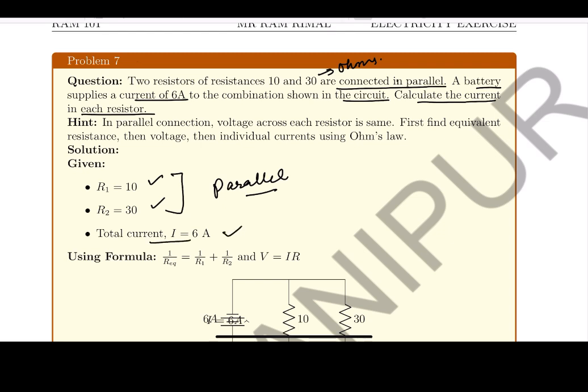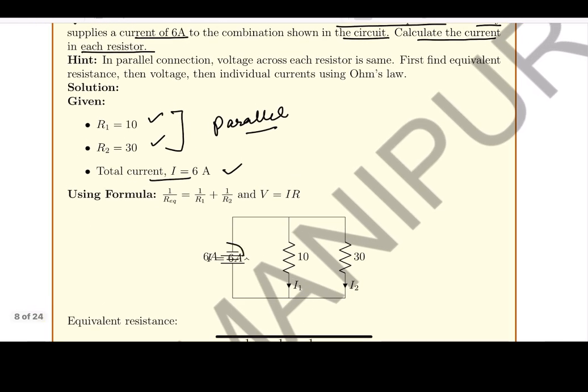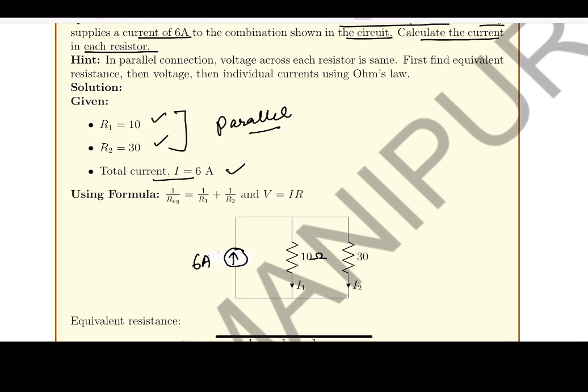Calculate the current in each resistor. So I don't know anything. What I know is, this is a very wrong way to represent. Let me use a remover. And what does the question say? The question says that this 6 ampere current is given to these two resistors. These two resistors, 10 ohm and 30 ohm, are connected in parallel.